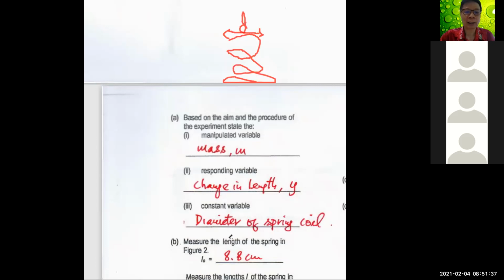Next one. Length of spring in figure 2, L0. The original length I measured is 8.8. So you copy your own answer now. Original length.